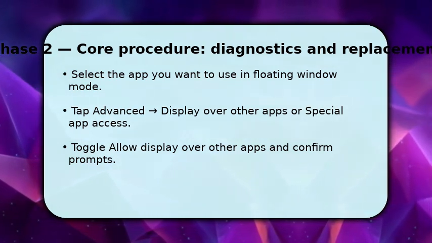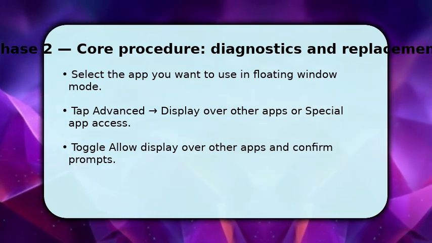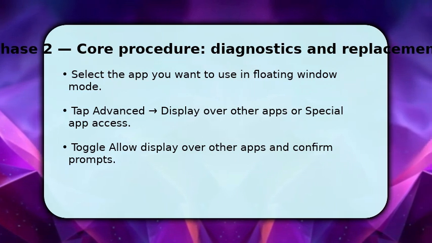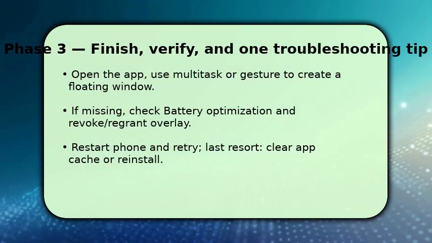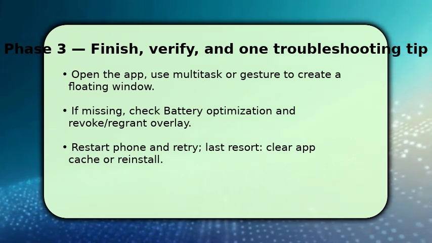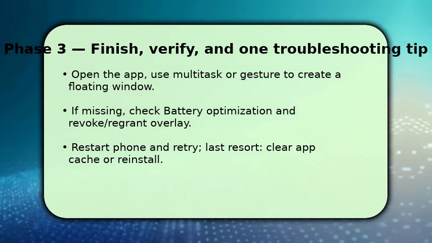Make sure to repeat for each app you'll use in split tasking. This step is essential because without overlay permission, the floating window won't appear. Finally, open the app and trigger the floating window via its menu, multitask view, or a long press on the app icon. Different apps use different gestures, so try the app's own window or the recent apps pane.